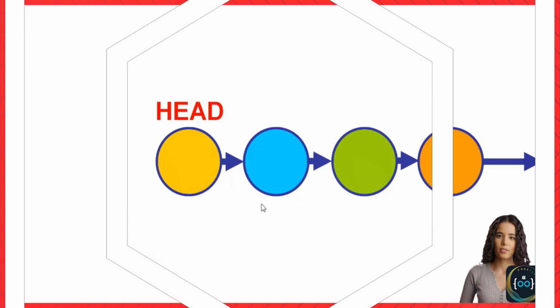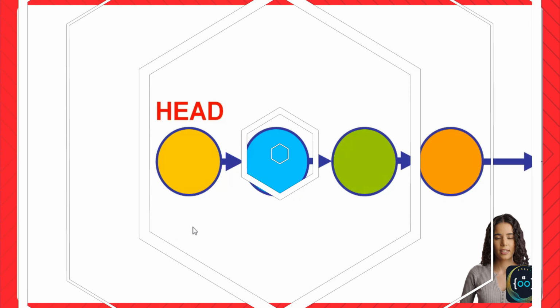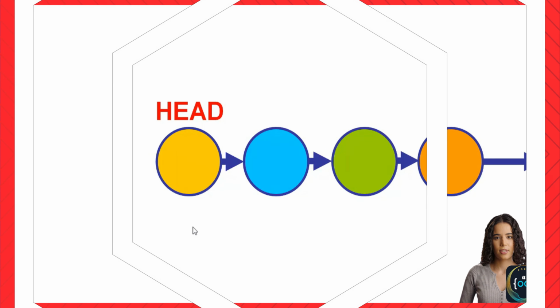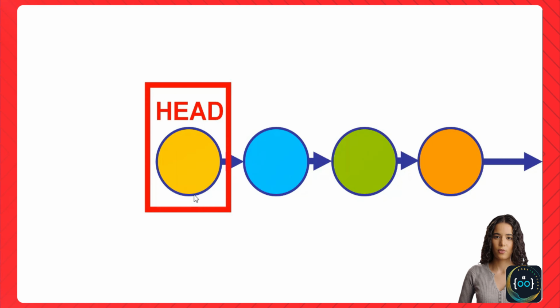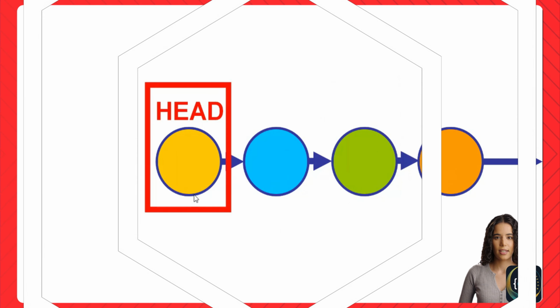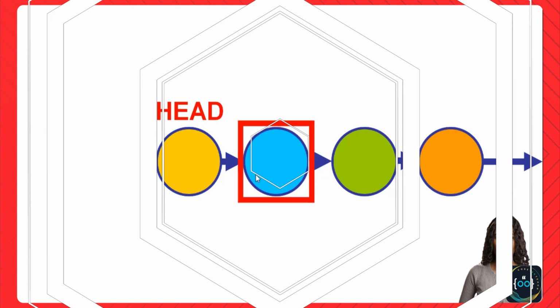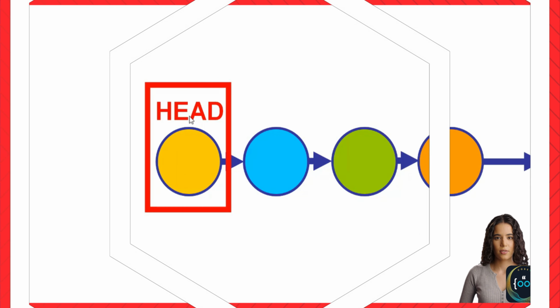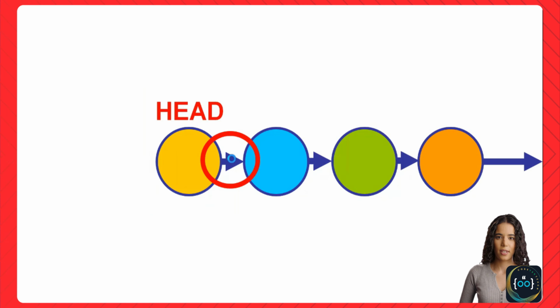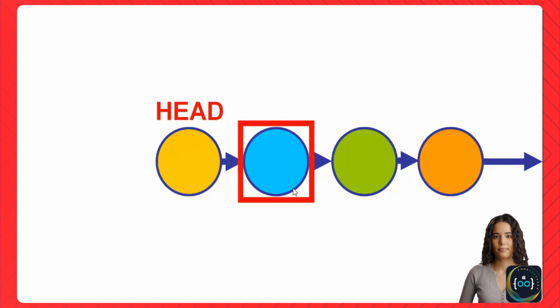If we zoom in to this part of the linked list, we can see this part of the data structure in more detail. We want to remove this node, the head node. And for that, we need to use the pointer to reach the blue node. We will start at the head, and then we will use the pointer to reach the blue node. Why are we doing that? Let's see.